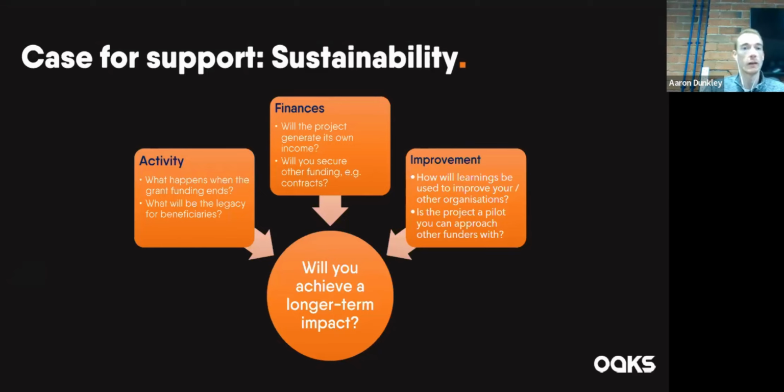At a local smaller level, if it's a grant of, let's say, £5,000 or below, there might be less onus on sustainability, but a funder might still have an interest to see what happens after that grant. And so just having a think around what does the picture look like can be helpful.